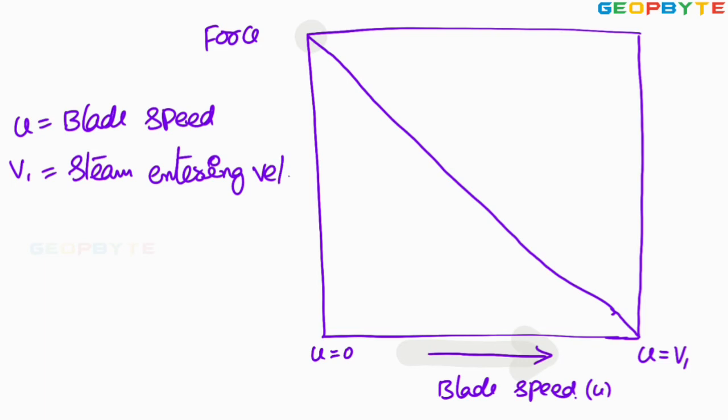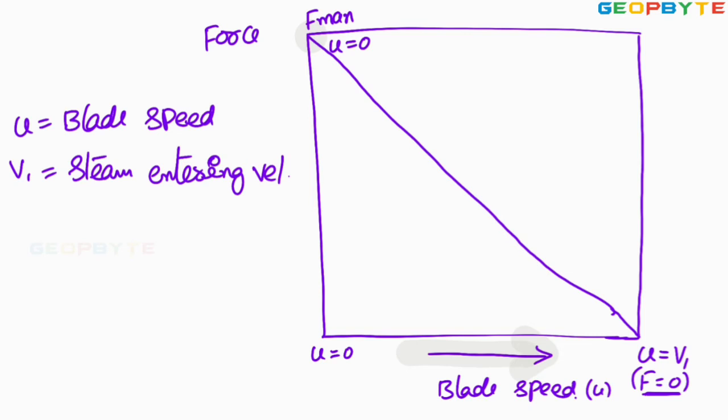When the blade speed equals steam entering velocity, the force acting on the blade equals 0, because the blade and steam both are maintaining the same speed. Therefore, the steam cannot catch the blade. Therefore, force acting on the blade becomes 0. Here the force is maximum when the blade speed u equal to 0. I hope you got my point.